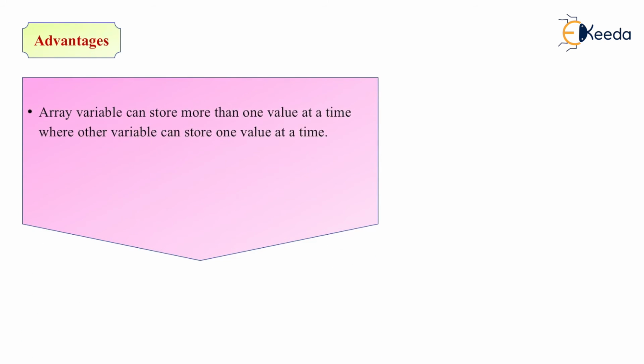The benefits or advantages of arrays are: the first advantage is that an array variable can store more than one value at a time, whereas other variables can store only one value at a time. For example, int mark[100].